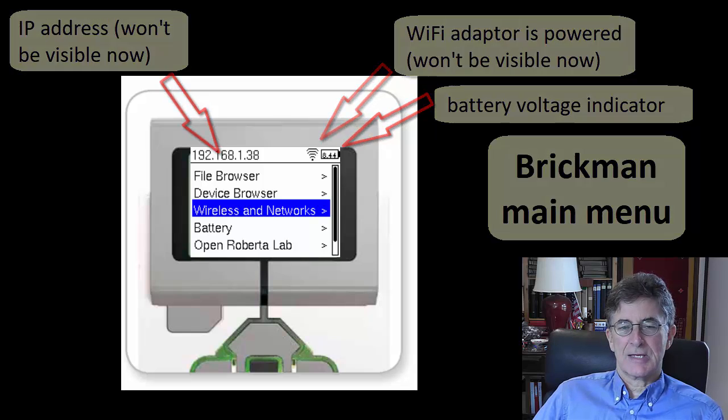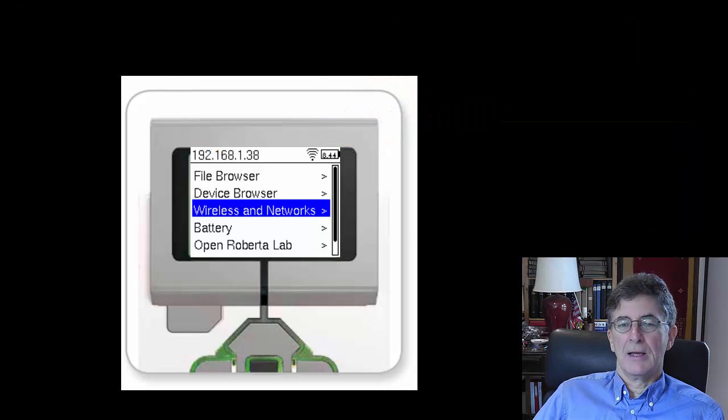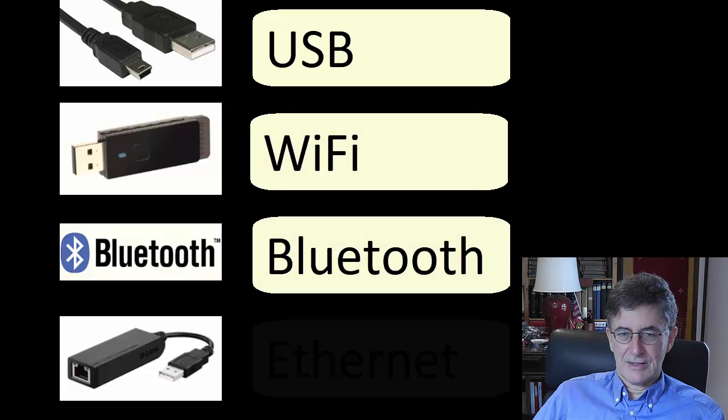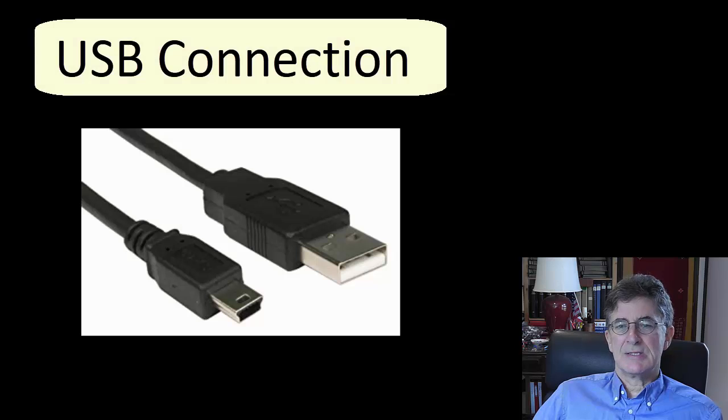Under that are the main sections proposed by Brickman: a file browser, device browser, wireless and networks, battery, Open Roberta Lab, and About. What we need to do next is connect the EV3 to the computer via USB, Wi-Fi, Bluetooth, or Ethernet. USB connection. This is perhaps the easiest.